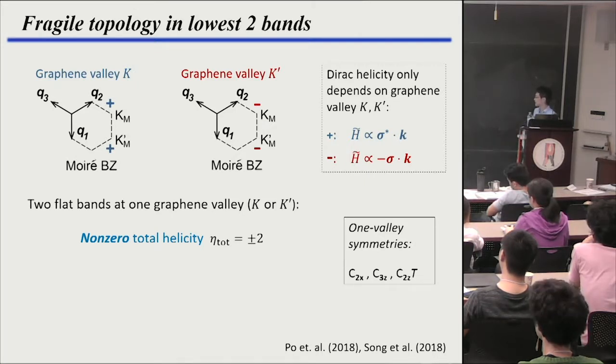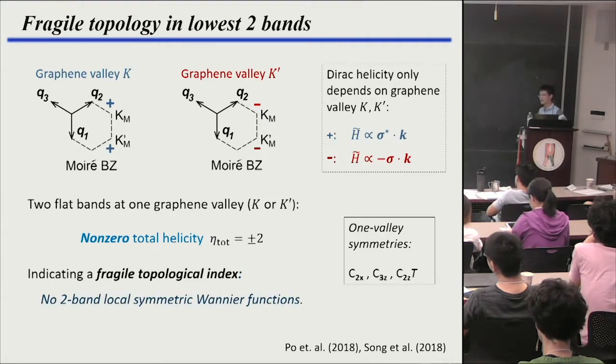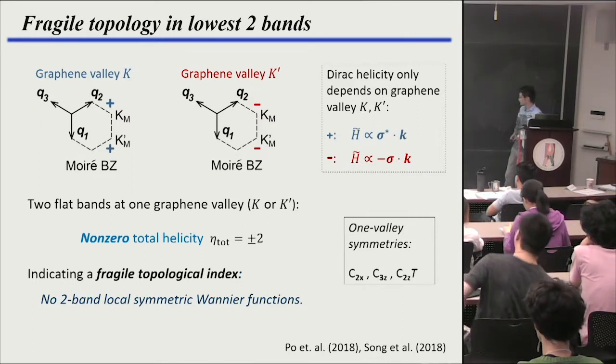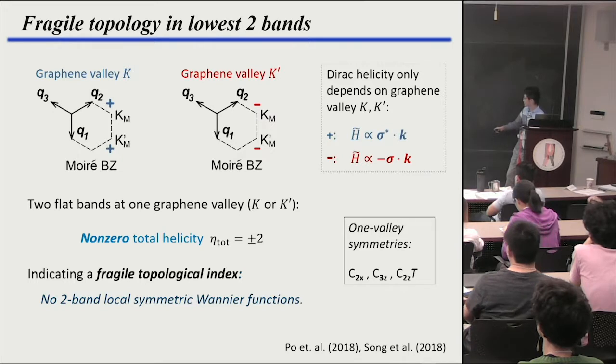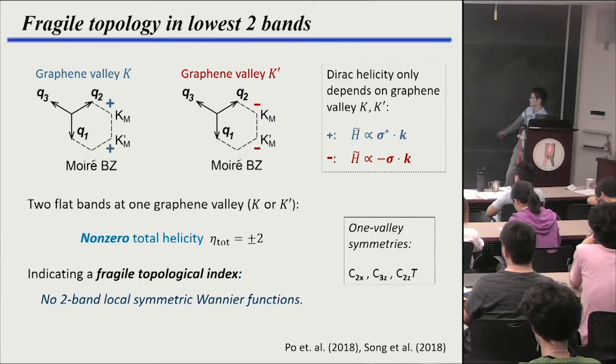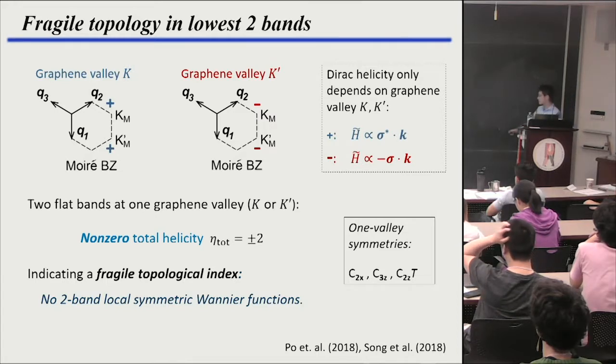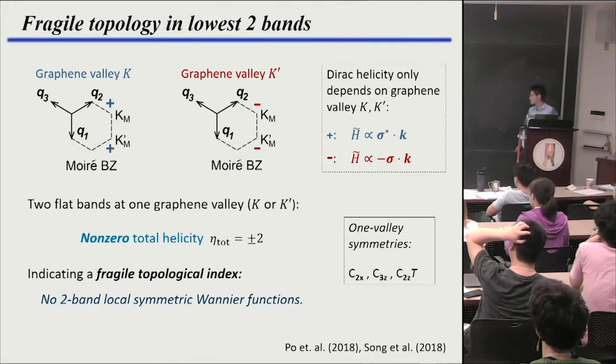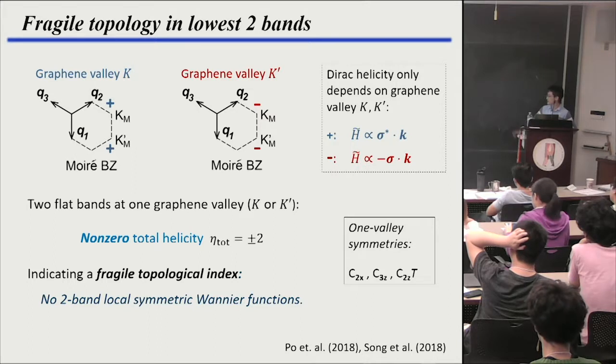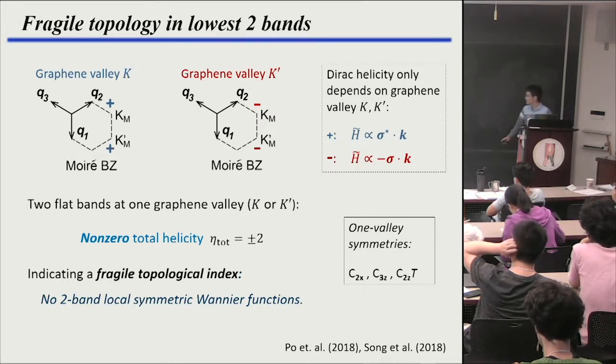You have a non-zero total helicity, and this turns out to be a fragile topological index for the lowest two bands, if you just look at the lowest two bands. So in this case, the twisted bilayer graphene, if you just look at one valley, it has these symmetries. And this C2zT symmetry, where T is time reversal, is actually the symmetry protecting this fragile topology, which I'll show in the following.